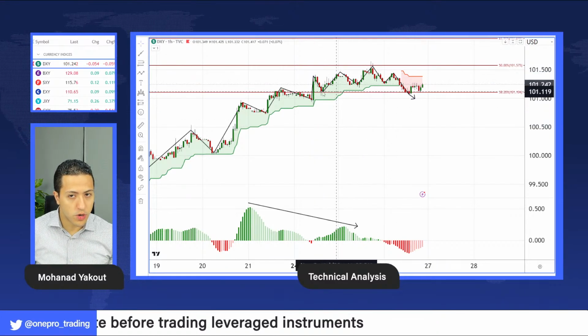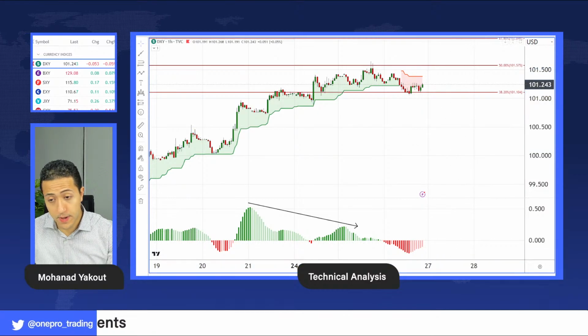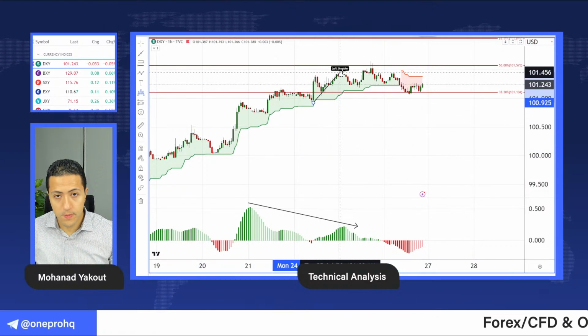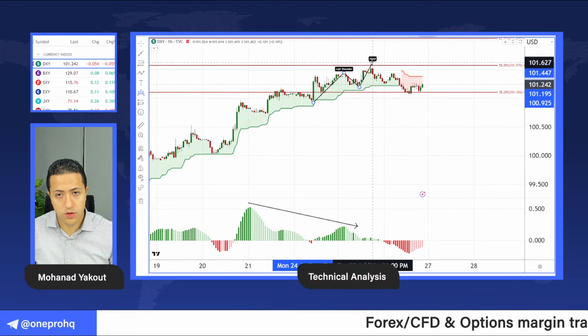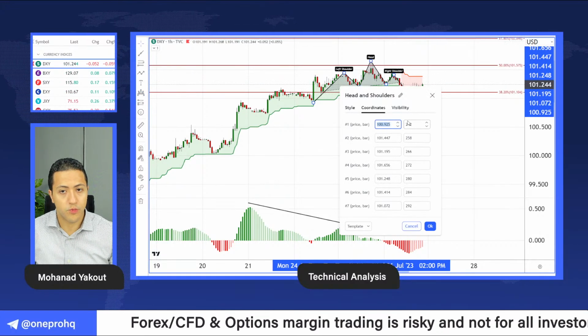Can you see what I can see here? Yes, it is basically a head and shoulders pattern. So here's the left shoulder, here's the head, here's the right shoulder, and we broke to the downside.